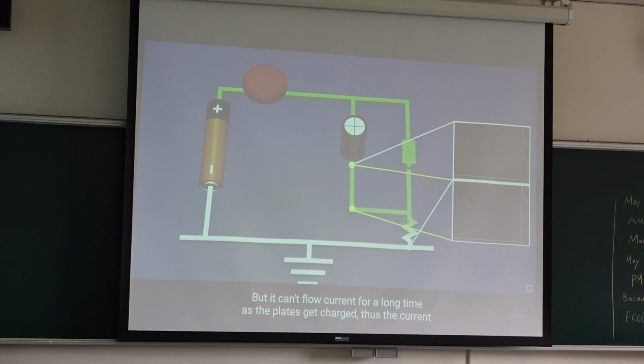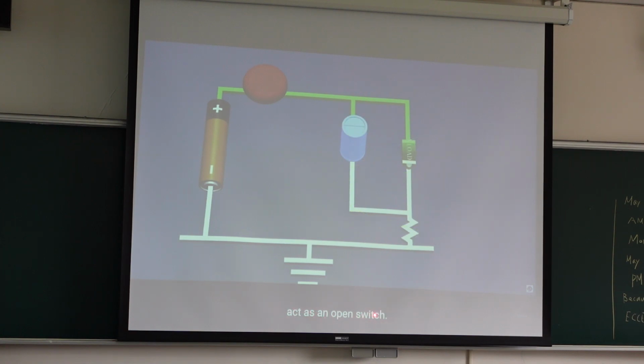But it can't flow current for a long time as the plates get charged, thus the current reduces and the voltage at the other end starts dropping to the ground. Also, the capacitor starts storing the energy in its plates. After some time, the capacitor plates get fully charged, thus no current can flow, and the capacitor acts as an open switch.